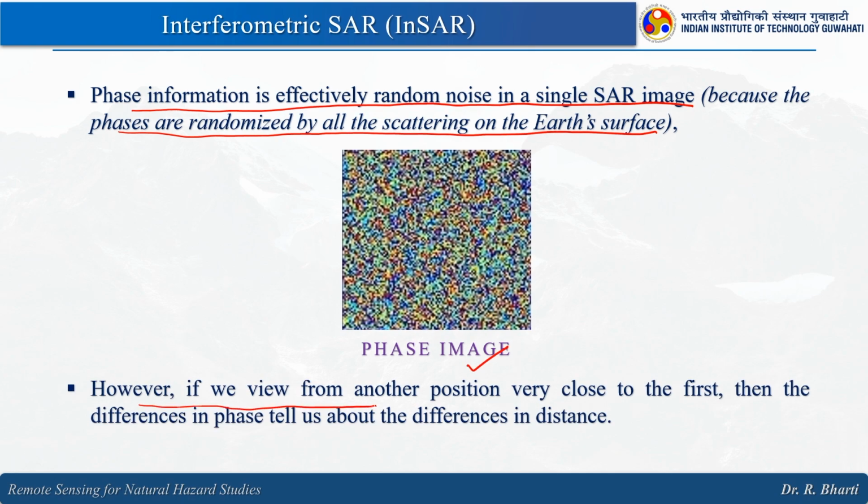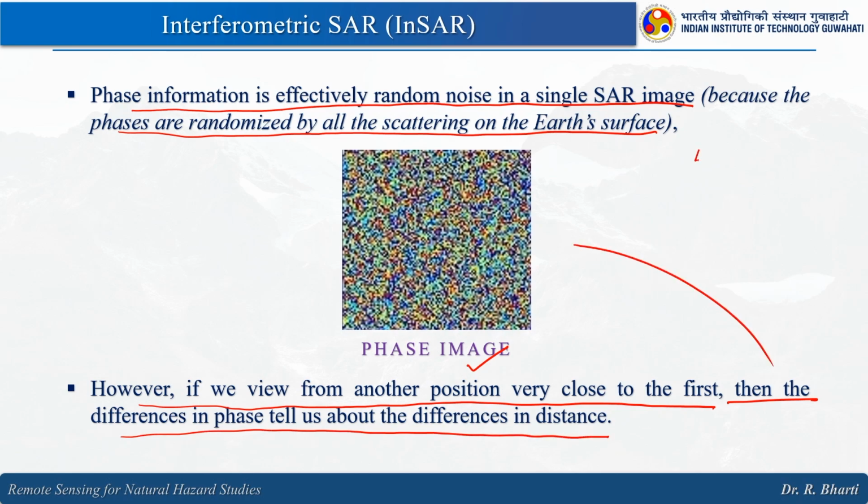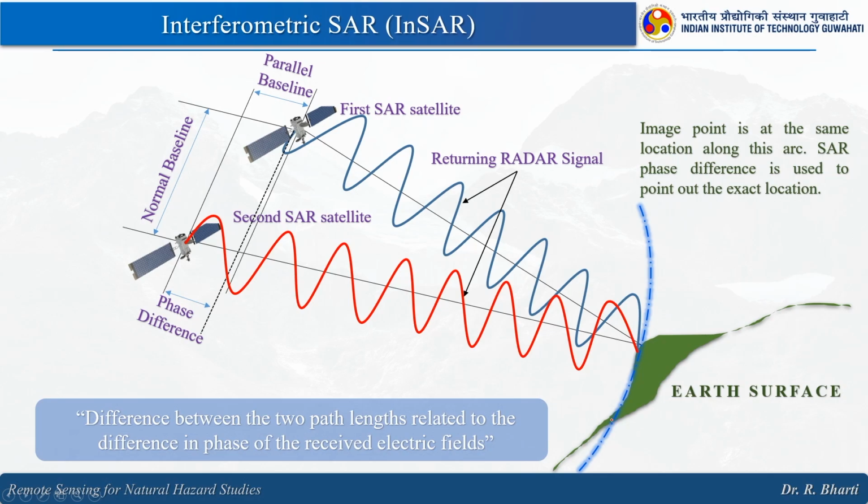However, if we view from another position very close to the first, then the difference in phase tells us about the differences in distance. So let us say this is the area and here you have one radar, this is another radar, both looking at the same position. If you see a single image phase, it will be like this, but when we have measurements from two different positions, you will have differences in phase which can be used to identify the difference in distance. So this is the basic configuration.